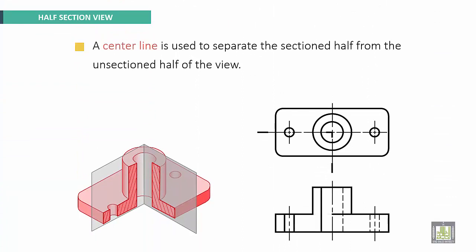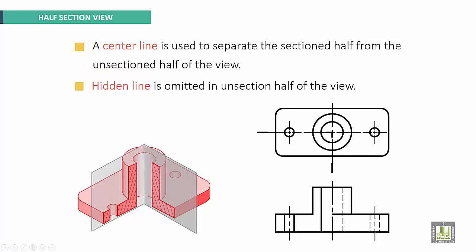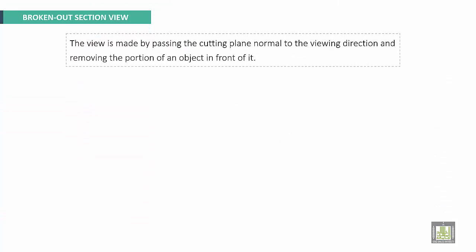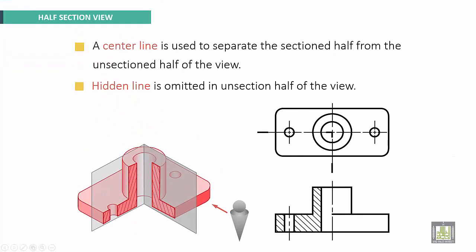A center line is used to separate the sectioned half from the unsectioned half of the view. This is center line here. We have here hidden line is omitted in unsectioned half of the view. We can see here, this is the half section, and this half of the part is still not sectioned. And hidden lines are removed from here.